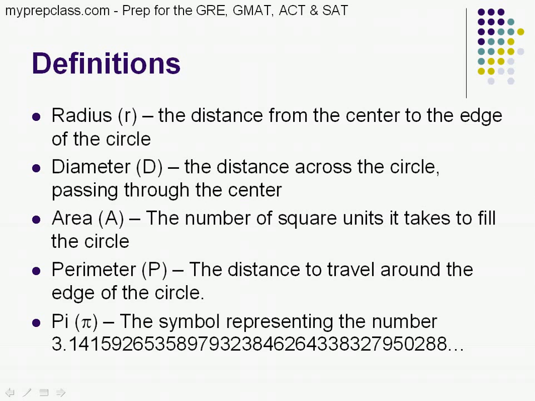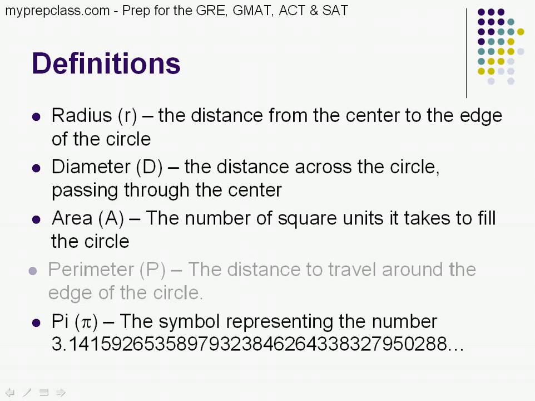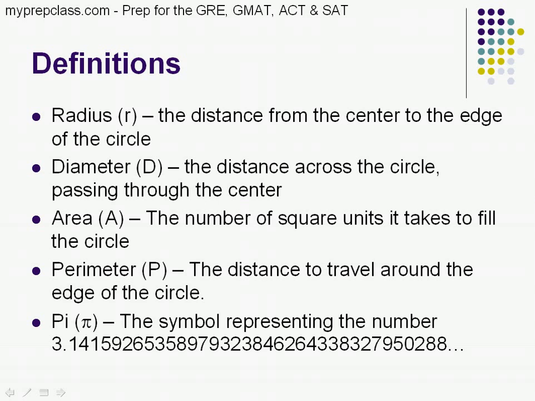The area is the number of square units it takes to fill the circle. So for example, how many square feet of carpeting you'd need to carpet a circle-shaped room. And the perimeter is the distance around the edge of a circle. So how far you'd have to walk if you were walking around a circle-shaped track.